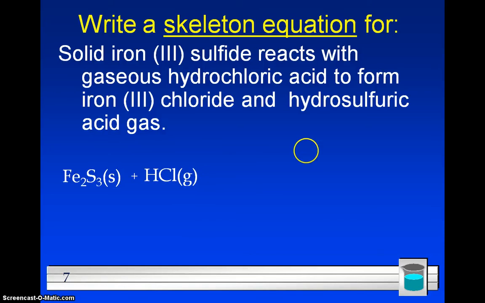To form, so that is the arrow, iron 3 chloride, and in this case it doesn't tell us if it's a solid or a liquid, so we don't have to put in any indicator of that, and hydrosulfuric acid gas. So H2S for hydrosulfuric acid, and then G for the gas. So we can see that these are the reactants and these are the products.